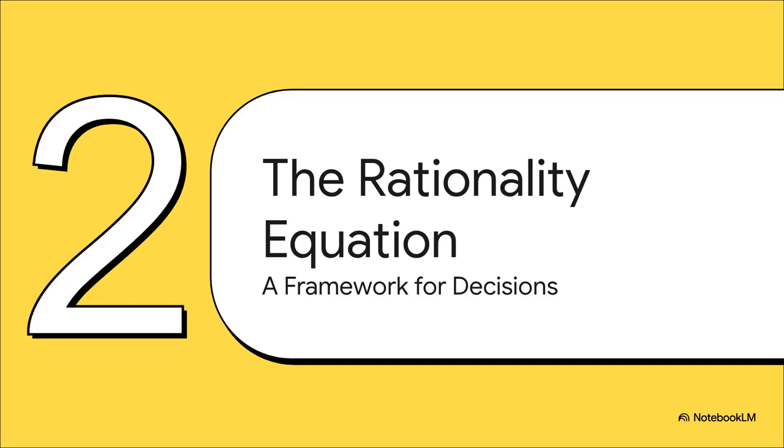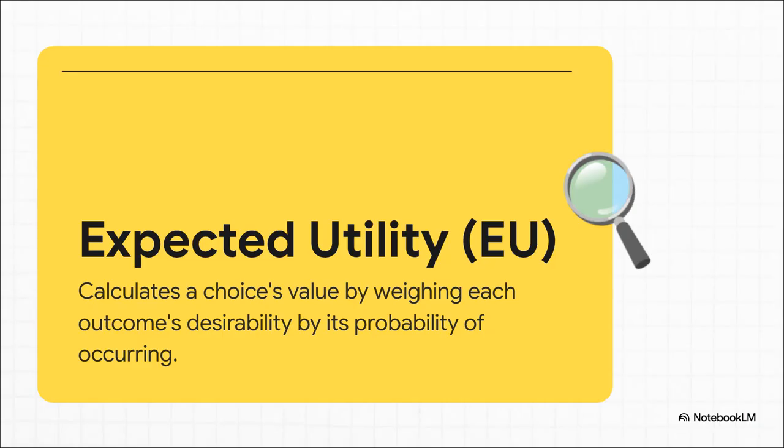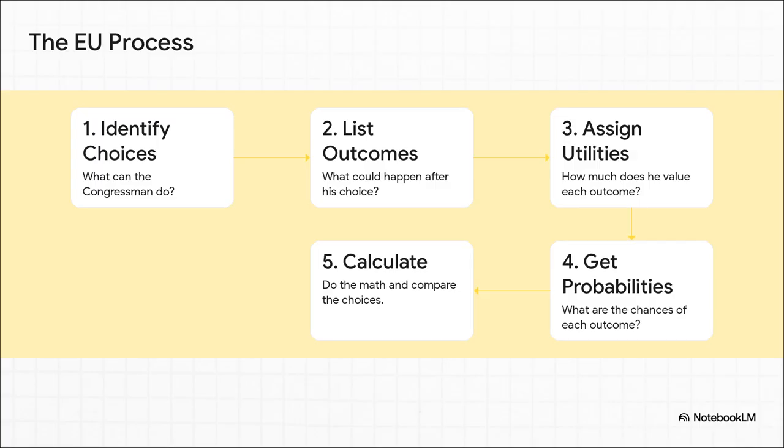So, we've got all these numbers. Now what do we do with them? How do we find a clear answer in all this? Well, we need a framework, and that brings us to the rationality equation. Now, expected utility sounds super academic, right? But don't worry, all it really is, is a systematic way to figure out which gamble is your best bet. It just combines what you want to happen with the actual chances of it happening. And really, it's a pretty straightforward 5-step process. In fact, we've already done the first 4 just by setting up the problem. We know the choices, the outcomes, the values, and the probabilities. So now, it's time for the most important part, the calculation.